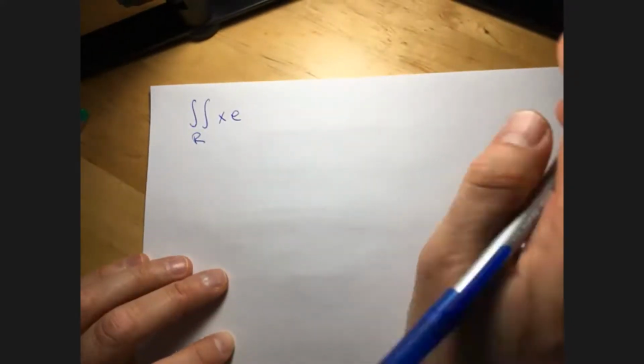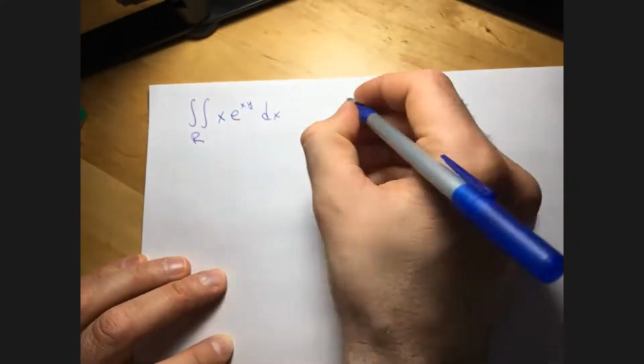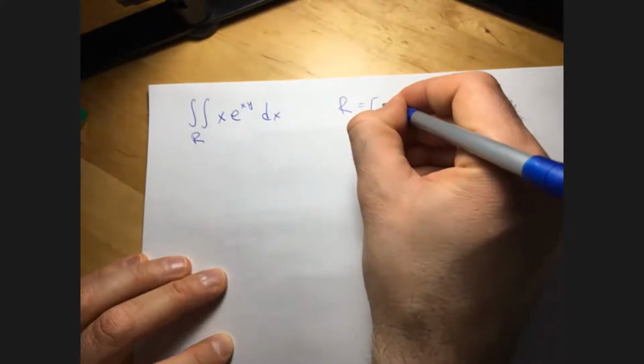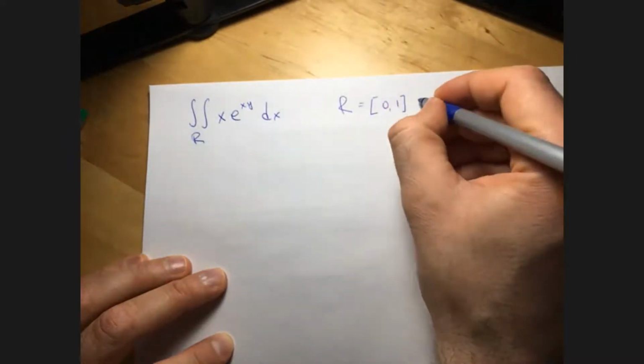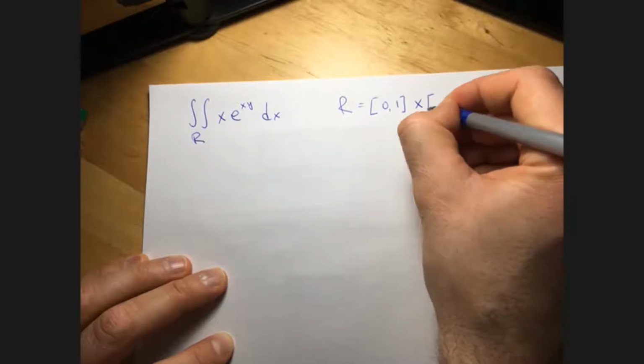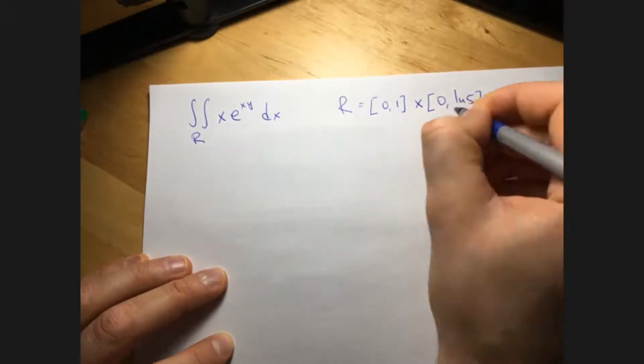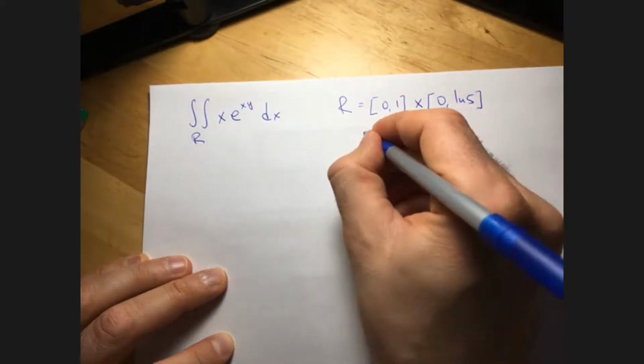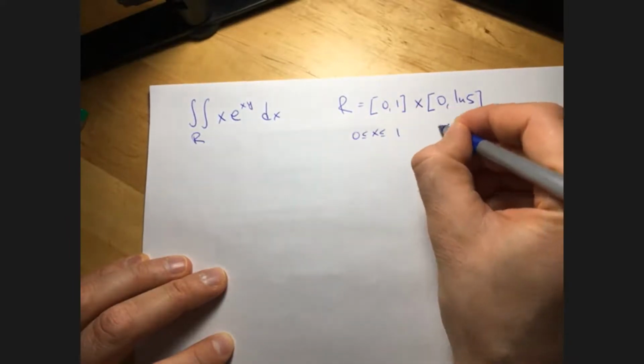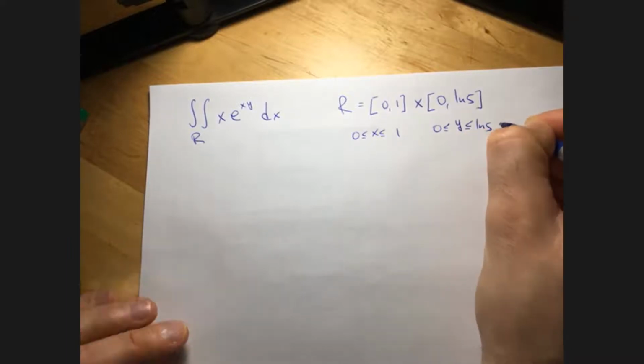Let's do another example. So for the double integral over a rectangular region, they never give us the order of integration. They just give us what R is. So the x interval goes from 0 to 1, and the y interval goes from 0 to ln of 5. Okay, so you can rewrite this right away as x goes from 0 to 1 and y goes from 0 to ln of 5.